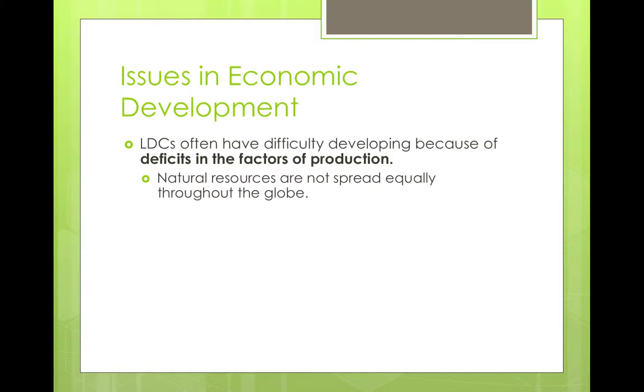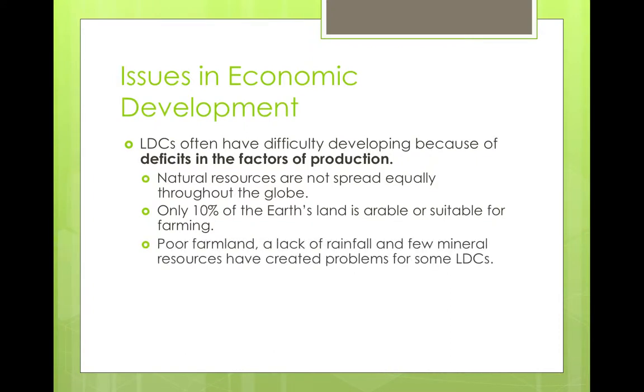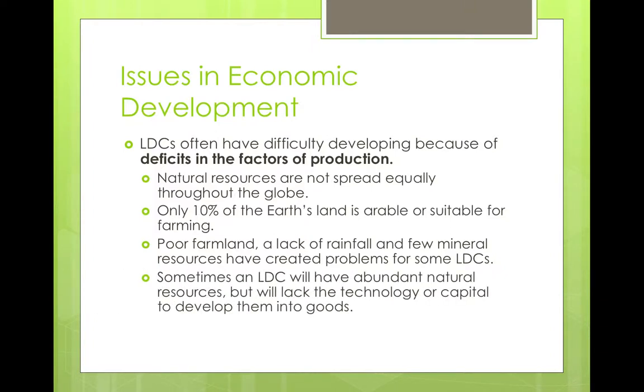Natural resources are not spread equally throughout the globe. Some countries have more than others. Only 10% of the Earth's land is arable or suitable for farming. Poor farmland, a lack of rainfall, and few mineral resources have created problems for some lesser developed countries. Sometimes an LDC will have abundant natural resources, but will lack the technology or capital to develop them into goods.